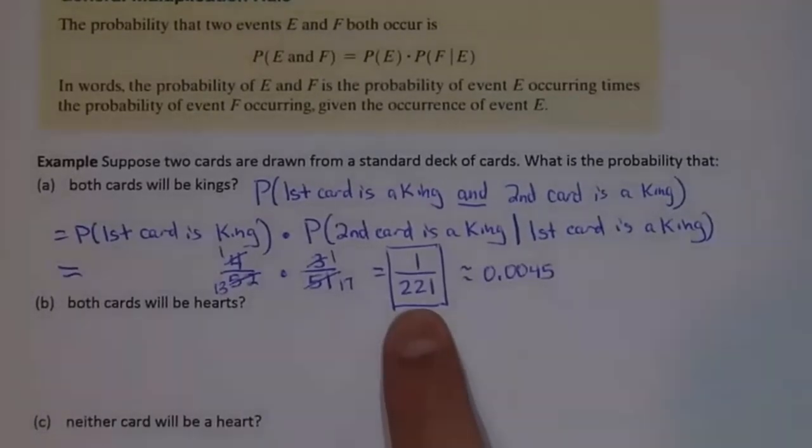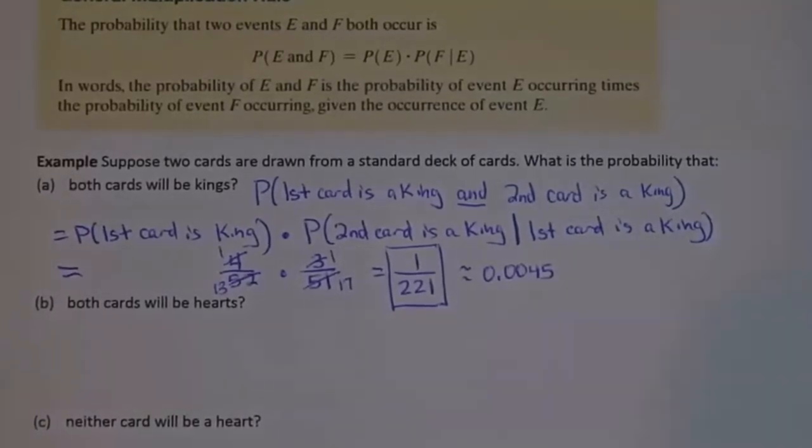Or if I were to do that 221 times, so I shuffle a deck, draw out 2 cards, see what they are. Shuffle the deck, pull out 2 cards, see what they are. If I did that 221 times, 1 time probably, I would get 2 kings. The other 220 times, I would not get 2 kings. So that's what this probability means.